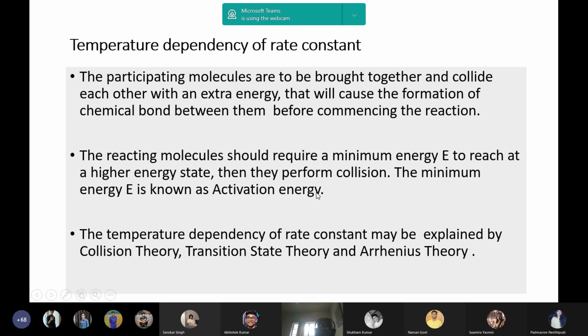Now temperature dependency of the rate constant may be explained by collision theory, transition state theory, and Arrhenius theory. You are familiar with Arrhenius theory. That is, Arrhenius theory states that the rate constant is directly proportional to exponential minus E by RT, where E is the activation energy. But in terms of collision theory and transition state theory, this will be slightly different. So that will be discussed in this section.